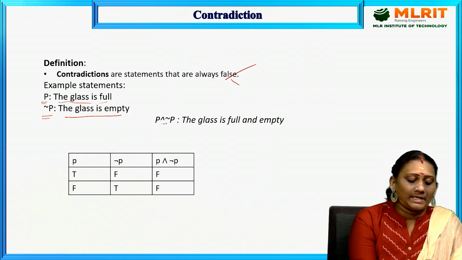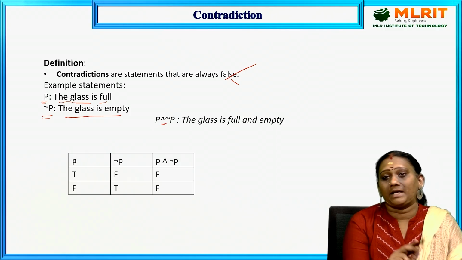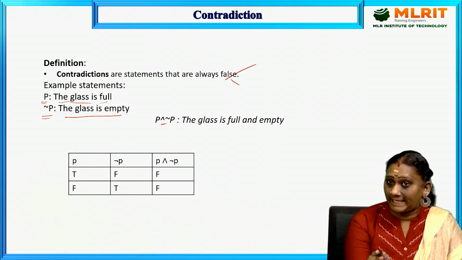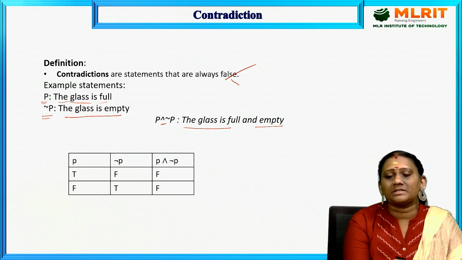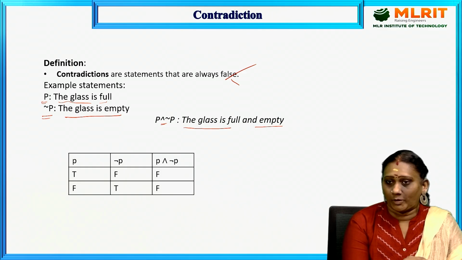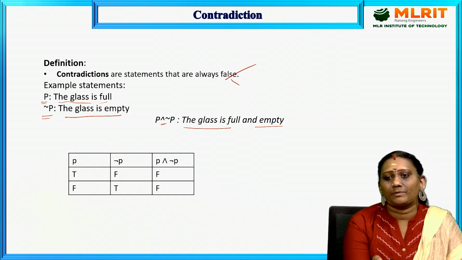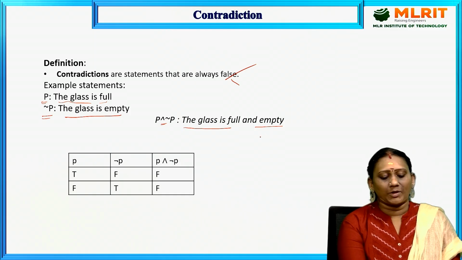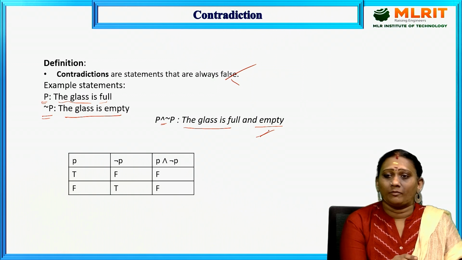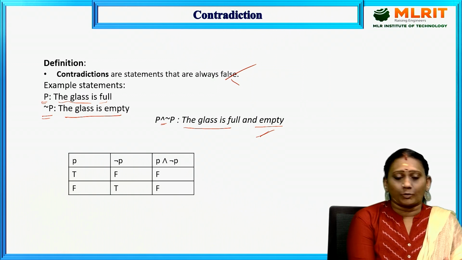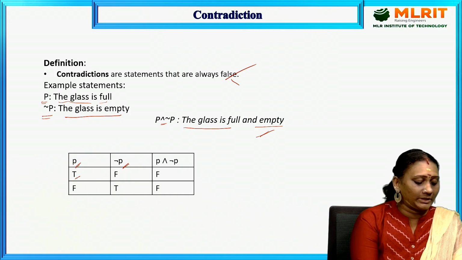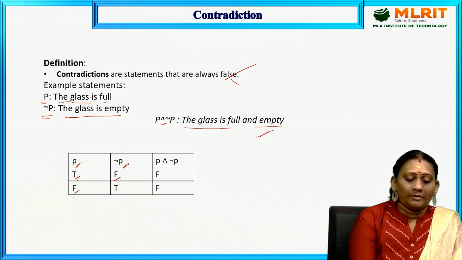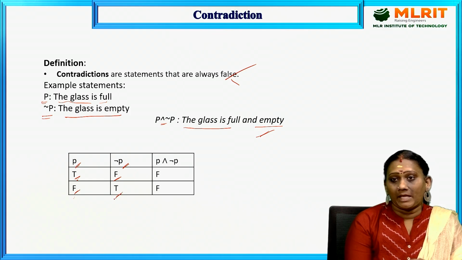I want to apply AND on this statement and its opposite, that is P and negation P. Here I am going to get: the glass is full and the glass is empty. This is not proper, so it will always be false. Either the glass is full or the glass will be empty, so in this scenario this statement is not valid. Let me apply it in a truth table. I am considering P and negation P. For P, I give true, false. Negation P: if it is true, it will be false; if false, it will be true. Opposite of the input statement.